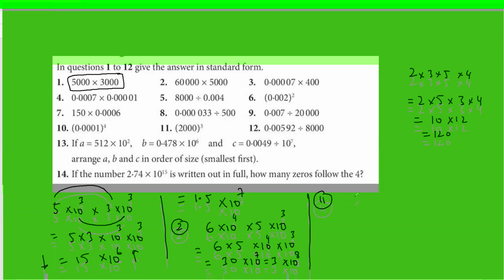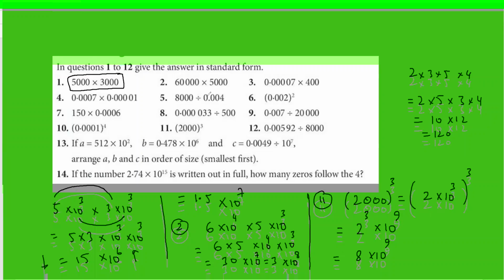It says you have 2,000 and then there is a cube on it. You can write it as 2 into 10 cube, and then there is a cube on it. So this becomes 2 cube times 10 raised to power 9. Remember, when there is a power to the power, powers get multiplied. So your answer is now 8 into 10 raised to power 9. That is what 2000 cube results in.